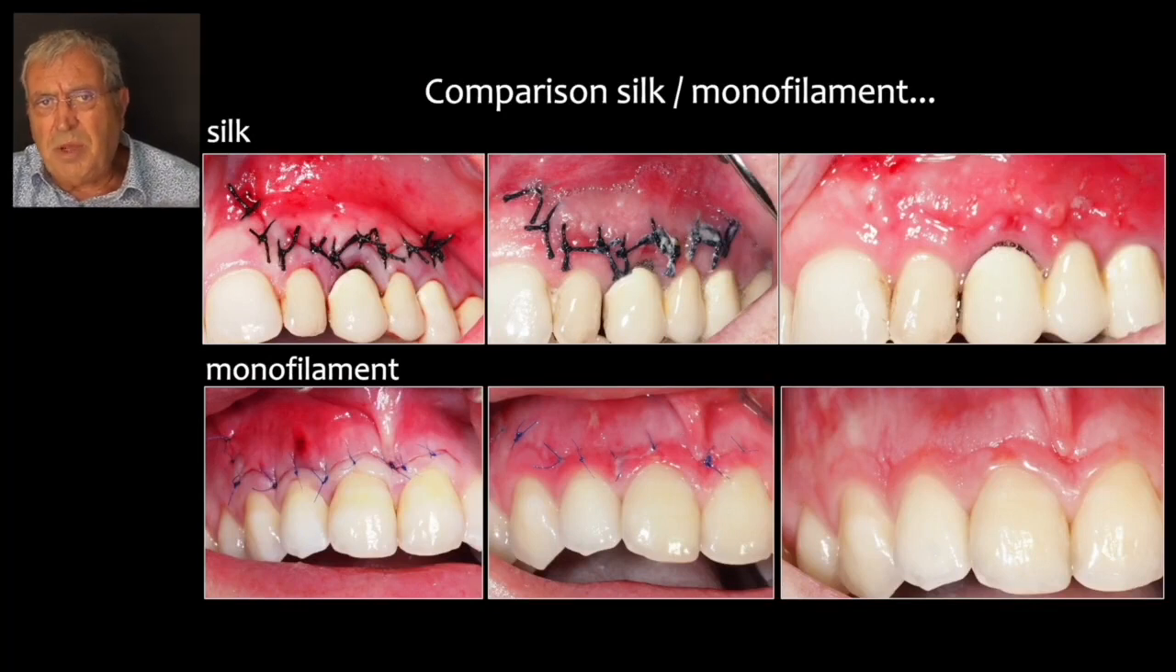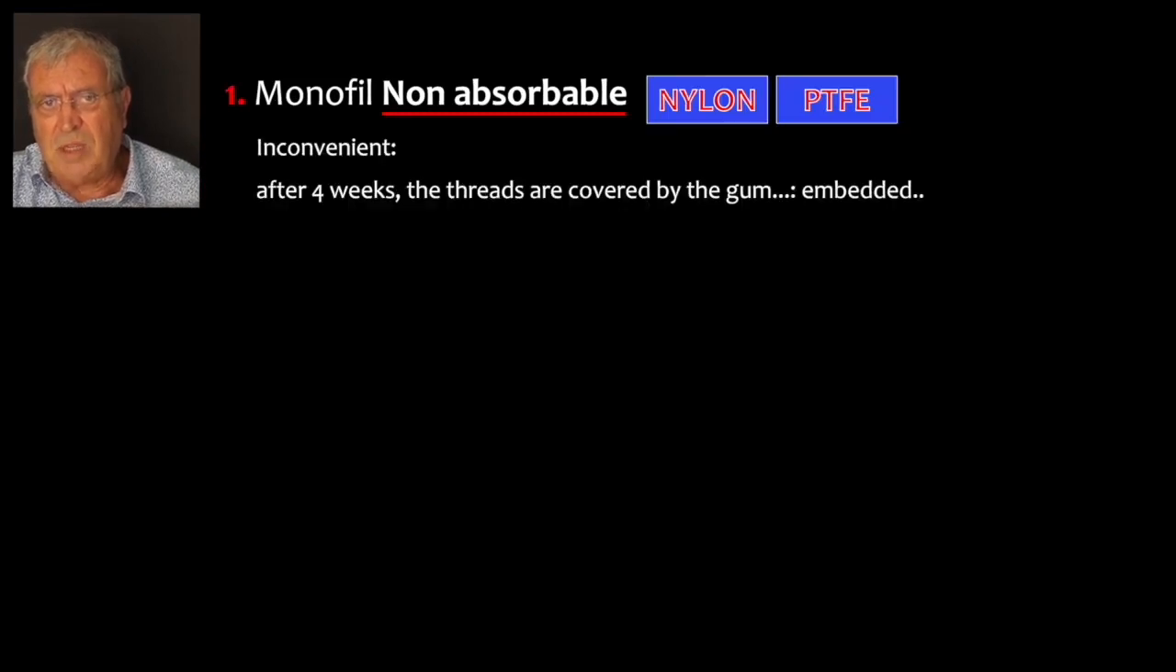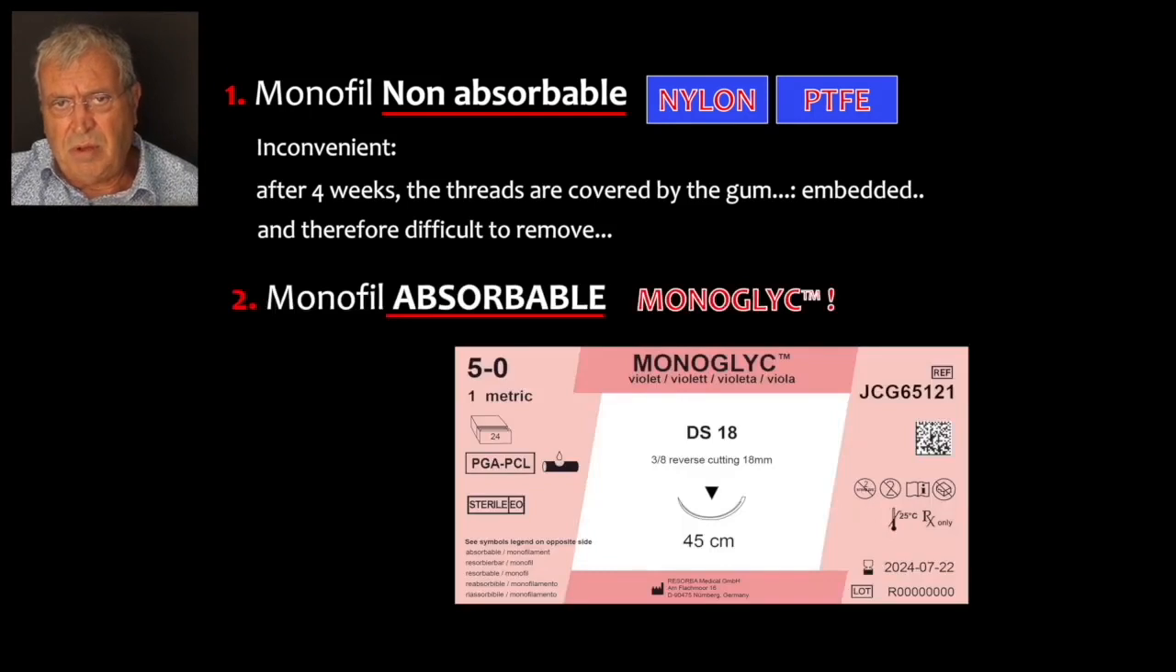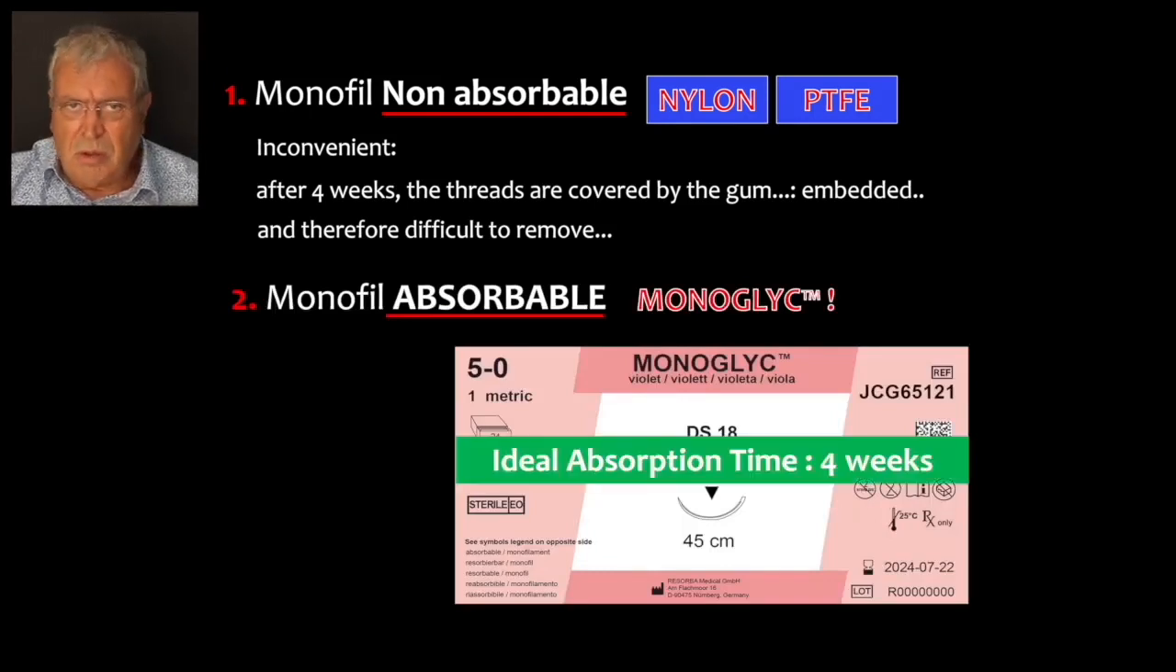Monofilament could be non-absorbable, but the problem is that after 4 weeks, the threads are covered by the gum, embedded into the gum, and therefore difficult to remove. Then the solution is to use a monofilament absorbable. Monoglyc is one of the list of the names, but this has a perfect and ideal absorption time of 4 weeks.